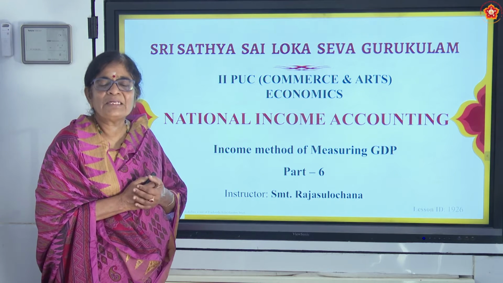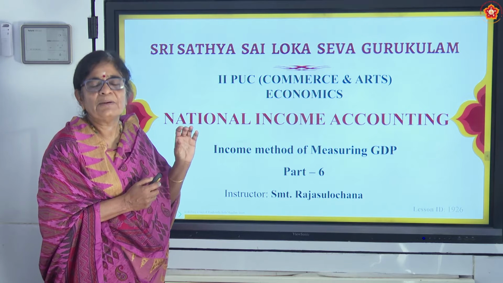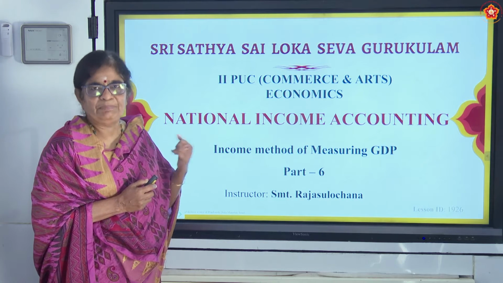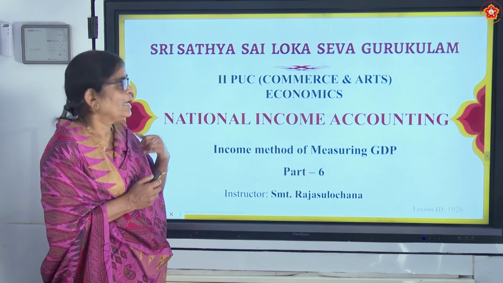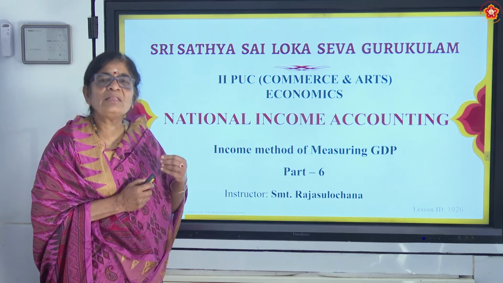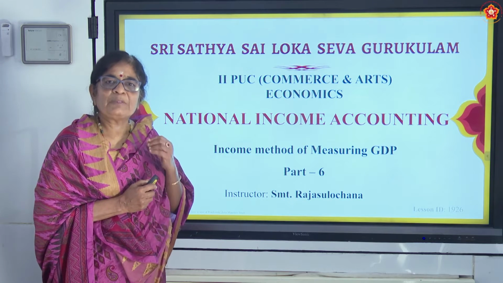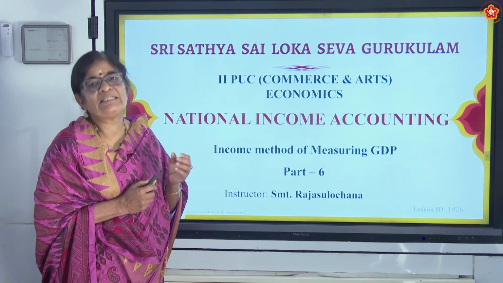In the value added method, what did we do? We added the value addition for each firm and we derived GDP for a particular year. In the expenditure method, what did we do? We added all the final expenditures. Why do we say final expenditures? Expenditures made on final goods and services.